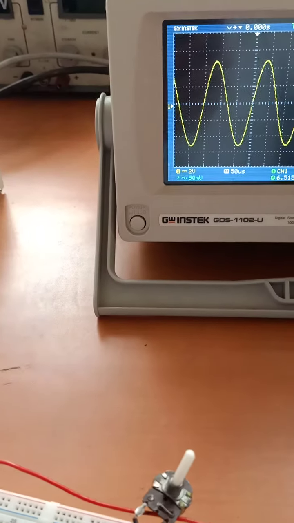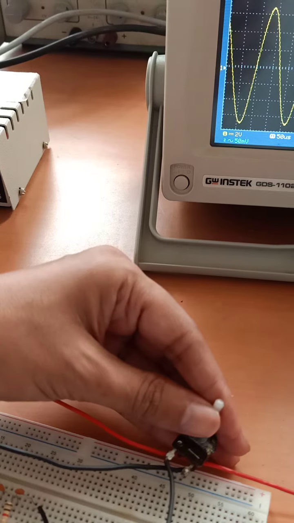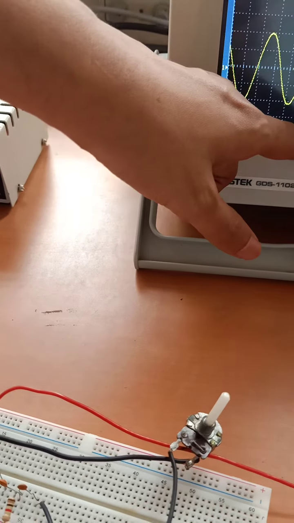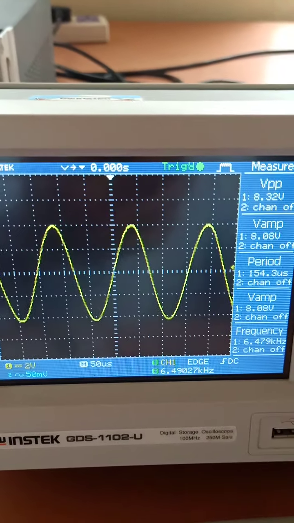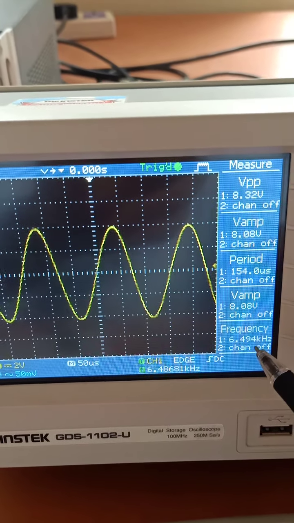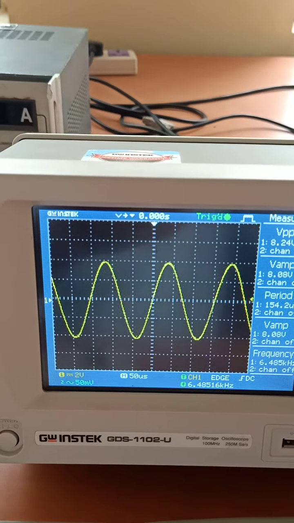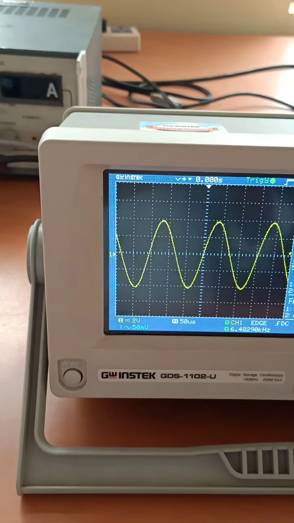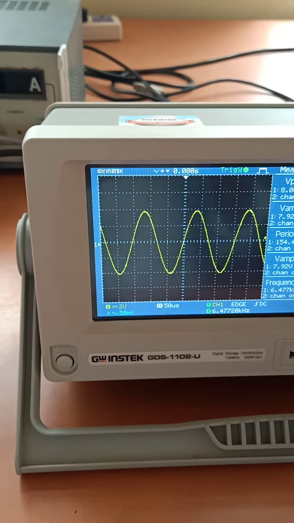A little bit vary the potentiometer. And you can see the frequency is around 6.48 or 6.49 kilohertz, and our designed RC phase shift oscillator frequency is 6.5 kilohertz. With this experiment, we can conclude that the op amp can be used as an oscillator. Thank you.